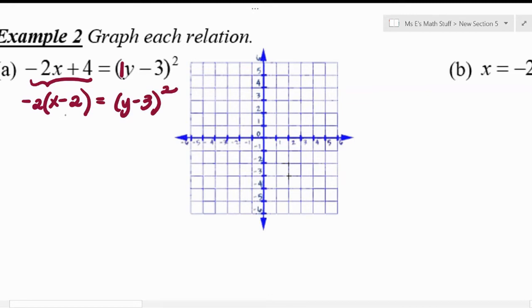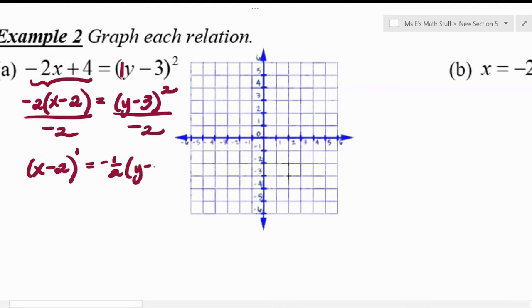Okay. All right, next, remember, the way that we've been trained makes us really like your stretch factors to be on the squared term side. So for that reason, you're going to see me divide both sides by negative 2. So then I'd have x minus 2, this is a bit redundant, but to the first power, and then equals negative 1/2 times y minus 3 to the second power.